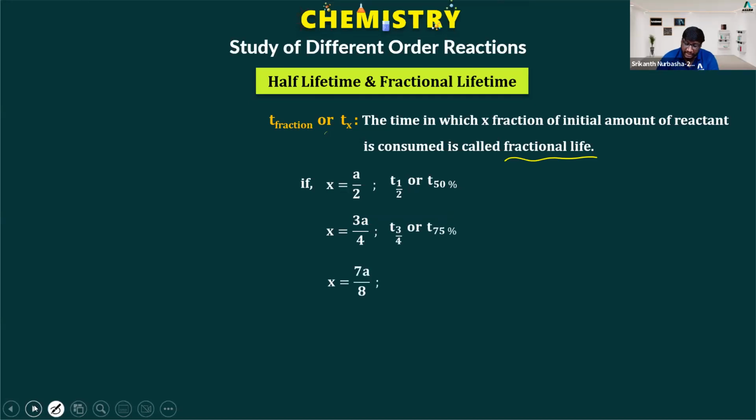x is equal to 7A by 8 means 7 by 8 part of the reaction has been done. So t 7 by 8 or t 87.5%. x is equal to A means what? All the reactant has been converted. So that is nothing but t 100%, t completion or t 100%.